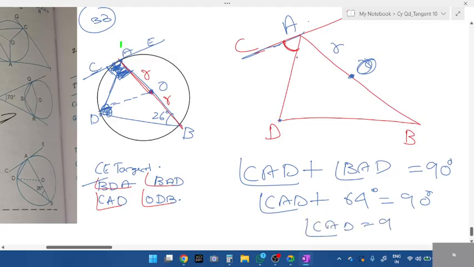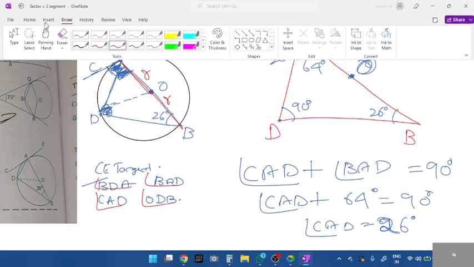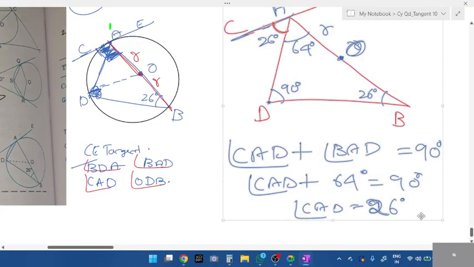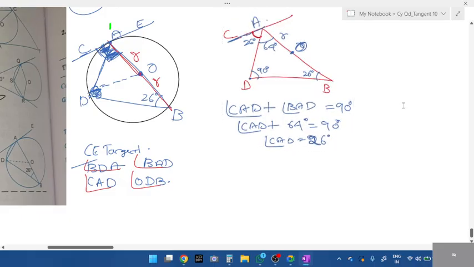64 degrees. Subtract it, you'll get the value of CAD. 90 minus 64. See, this is 64. This entire thing is 90. So what is the remaining value? 26. CAD is equal to 26 degrees. I have split the diagram, completed, students. The more you practice, even the diagram is not required. Only the statement. If you write the statement, that is enough. CAD plus BAD is equal to 90 degrees.